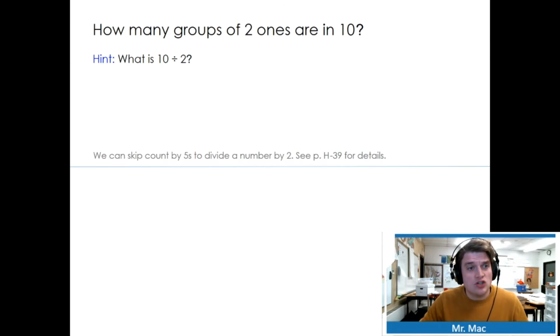How many groups of 2 ones are in 10? Hint, what is 10 divided by 2? We can skip count by 2s. 2, 4, 6, 8, 10. I know my quotient is 5.